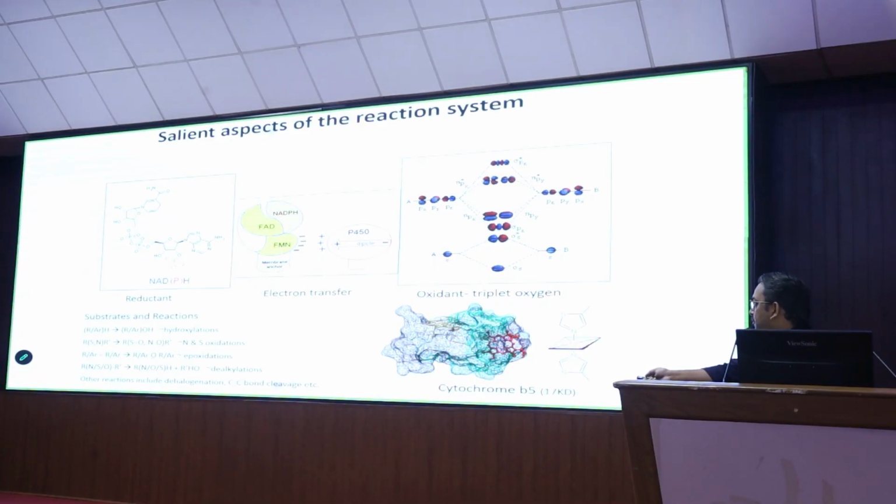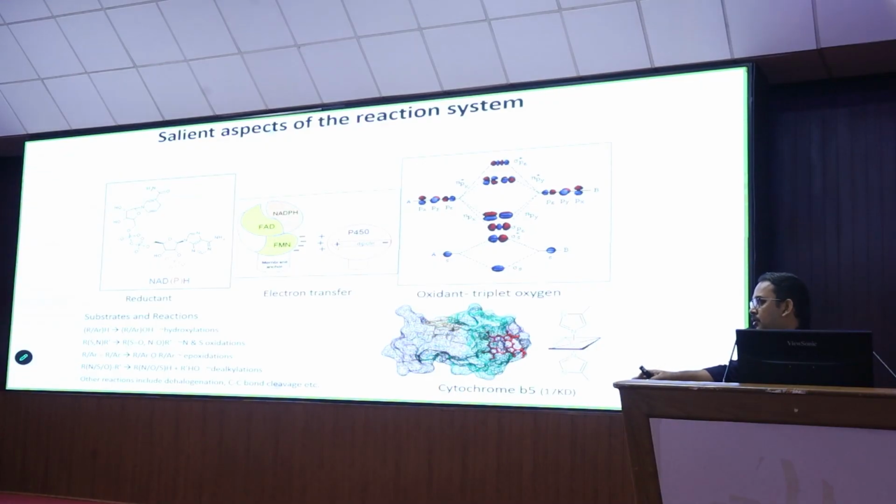And then you need an electron transfer mechanism, which is done by the flavin containing enzyme, which is otherwise known as the CPR, which is a cytochrome P450 reductase. So this reduces the P450. This is the classical understanding. But basically what we are trying to show here is that these are the components of the reactions. Okay. And of course, without oxygen, nothing's going to happen, right?